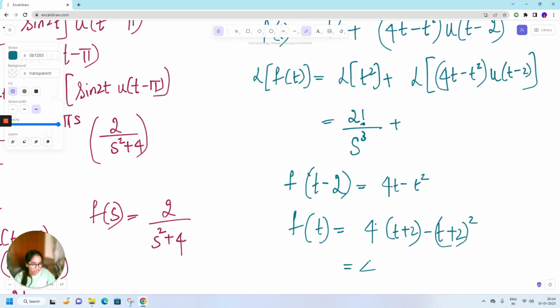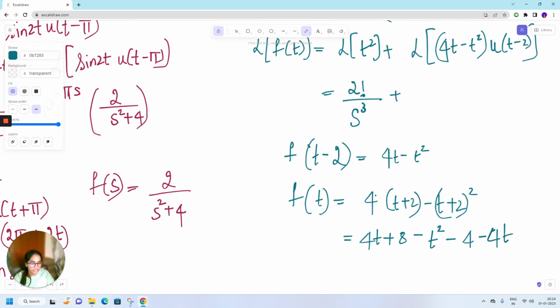This is equal to 4t plus 4 twos are 8, minus t square minus 4 minus 4t. Okay, this is a plus b whole square, it's basically a square plus b square plus 2ab. If you multiply this negative sign, you get all the terms in negative.